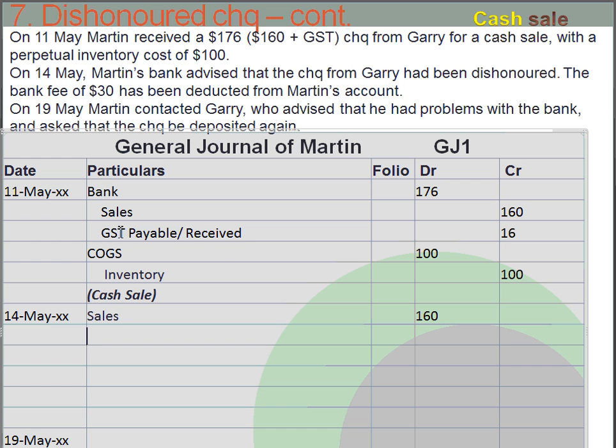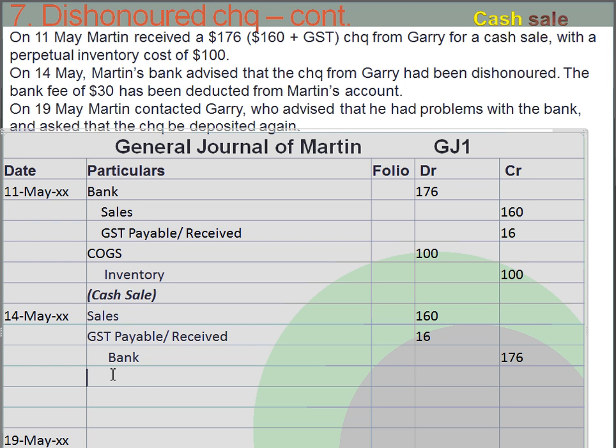Martin doesn't have to pay $16 to the tax office because the sale hasn't happened. So GST payable received $16, and because the cash has been deducted from the bank account, we're going to say bank $176. Do we need to reverse COGS and inventory part of the transaction? Guess what? The answer is no, because the inventory is still with Gary, not with Martin. So we don't need to reverse this part of the transaction. It stays as is.